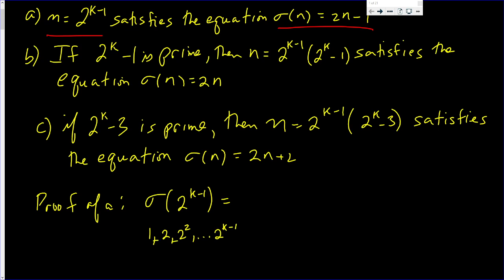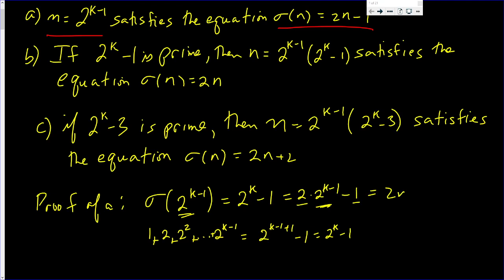And if you add all these numbers, you get 2 to the k minus 1 plus 1 minus 1. That is, you get 2 to the k minus 1. But that's n. So 2 to the k I can think of as 2 to the k minus 1 minus 1. So that's n. 2n minus 1. Done.